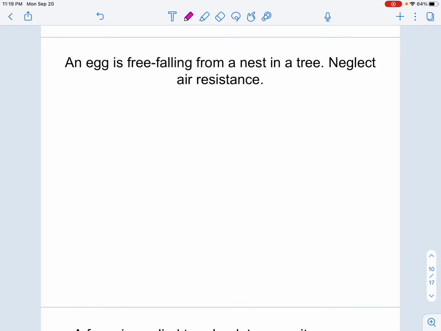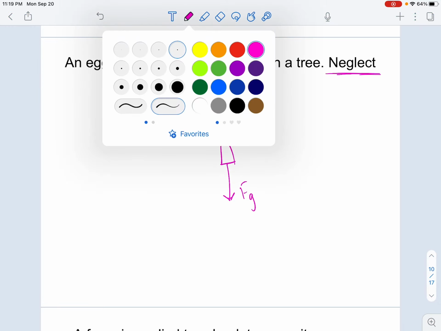An egg free falling from a nest in a tree. There's my egg. There's my force due to gravity. And this is it. This is my whole picture. It says in the problem for me to neglect air resistance, so I only have the gravitational force.